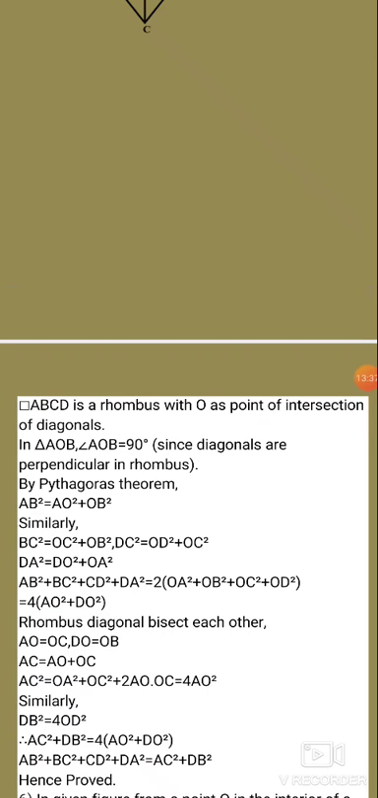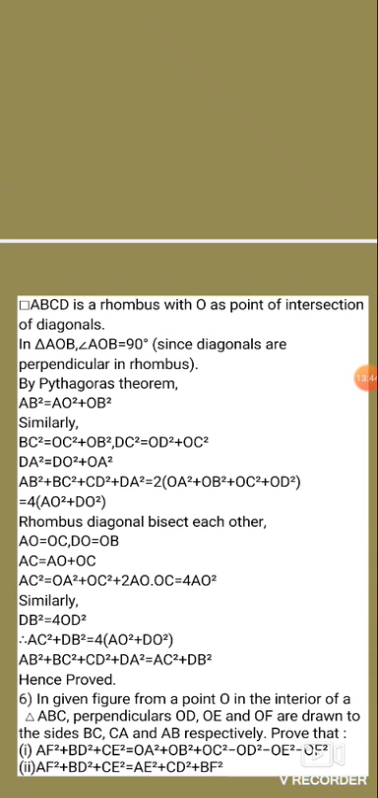4 AO the whole square. Similarly, BD square is equal to 4 into OD the whole square. Now AC square plus BD square is equal to 4 into OA square plus DO square. That is AB square plus BC square plus CD square plus DA square is equal to what? When we substitute AC square plus DB square. Hence the proof. This one we need to prove.